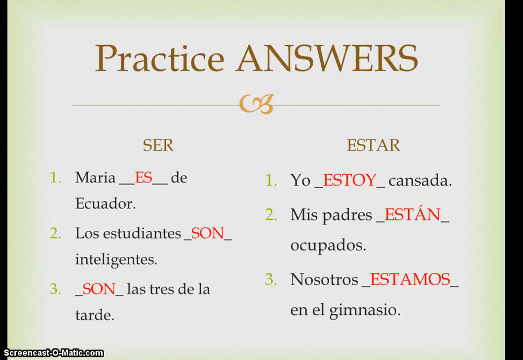Okay, were you able to get these correctly? Please take a look at the ser column. Number 1 should be María es de Ecuador. In this case, we use es because we are telling the origin of María.